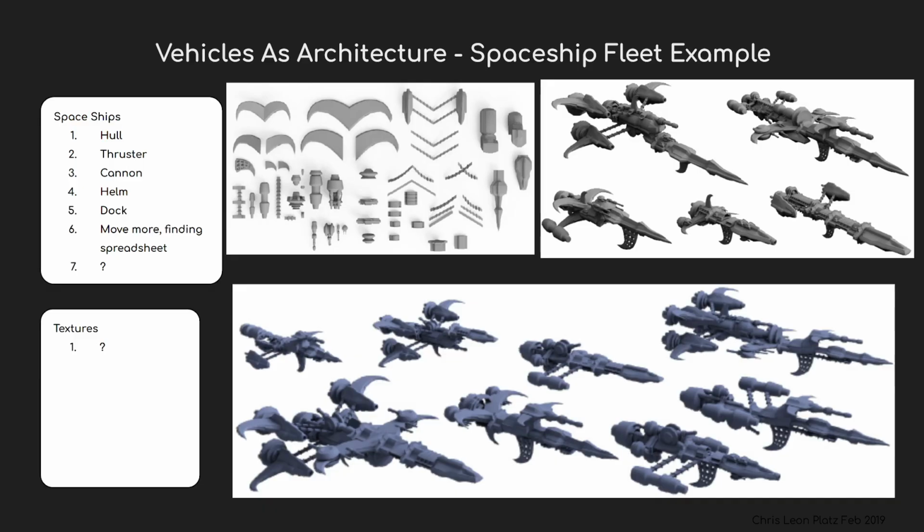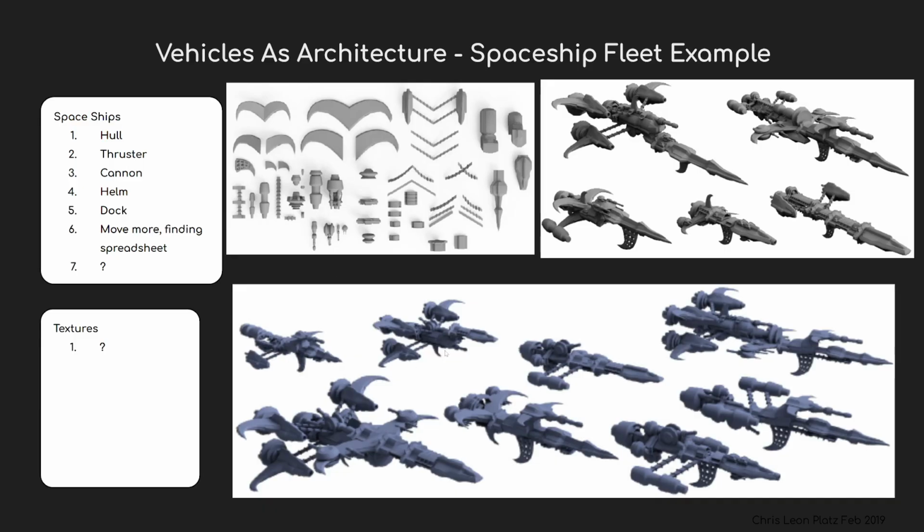So this is building a spaceship fleet, having a set of pieces. These are a pretty finite set of parts here. It's pretty gun and wing heavy. There's not a lot of extra design that went in there, but there are some pretty interesting assemblies that were made from just a quick set of parts, broken down from the hull, thruster, the cannons, a helm or dock areas. And I have a spreadsheet here.